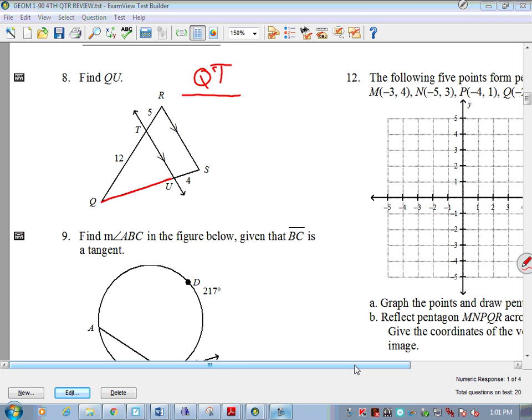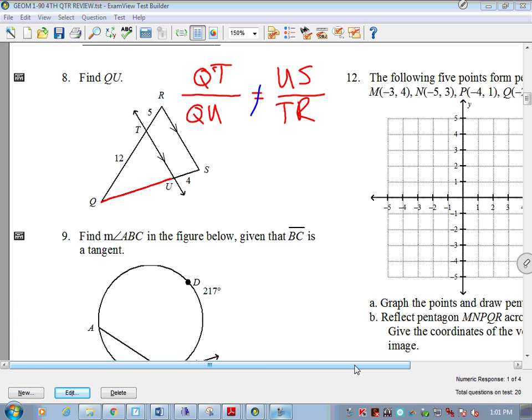QT over QU equals, if I'm going to do QT over QU, then I'm going to do TR over US. Does that make sense? What I cannot do, let me just make sure that this is clear, I cannot start off with QT over QU and then jump to US over TR. Do we get that?